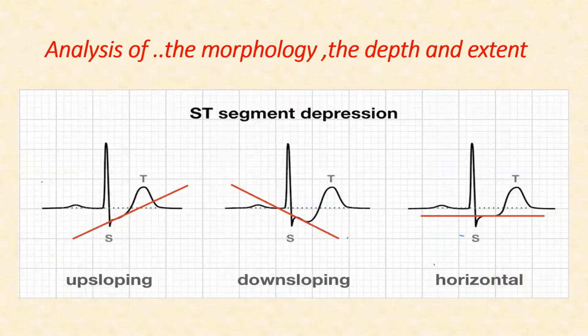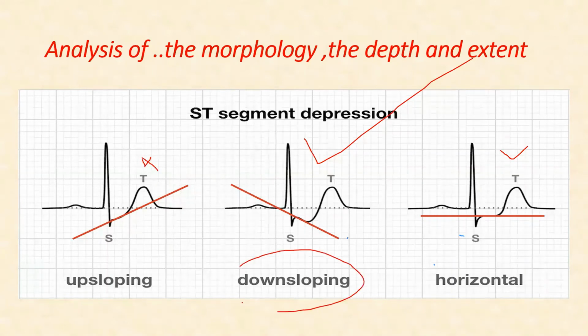Now, ST segment depression has different morphologies. We have the up-sloping morphology, the down-sloping morphology, and the horizontal morphology. Which one of the 3 is most specific for ischemia? Which one? Horizontal and down-sloping. Exactly. But the down-sloping is more specific, followed by the horizontal. And this is the least specific. But of down-sloping and horizontal, down-sloping is more specific than horizontal.